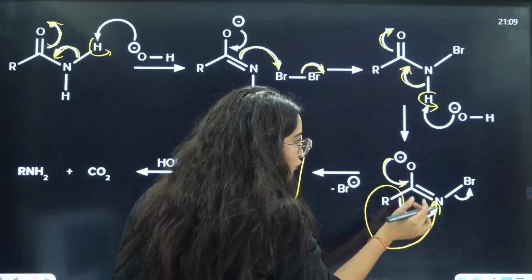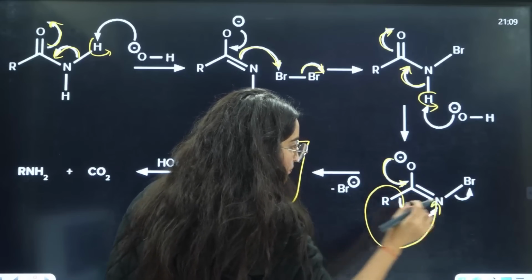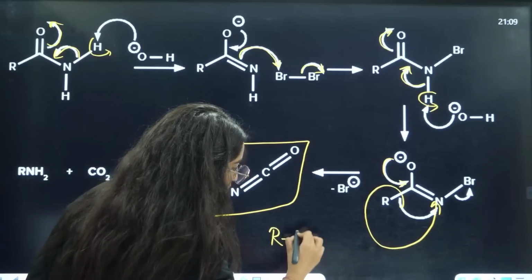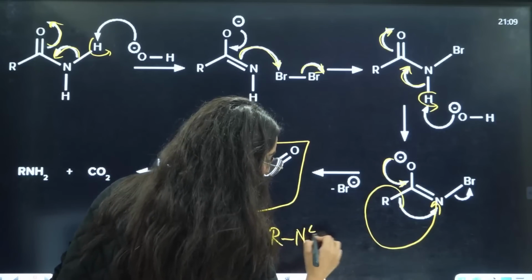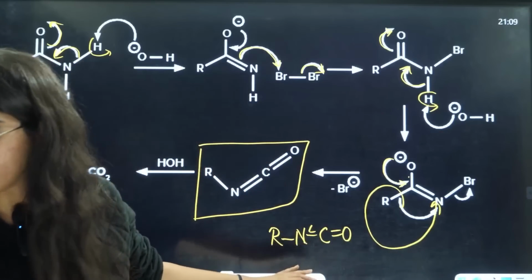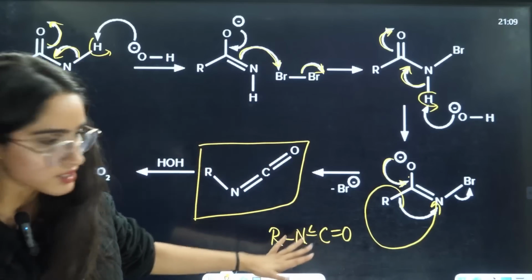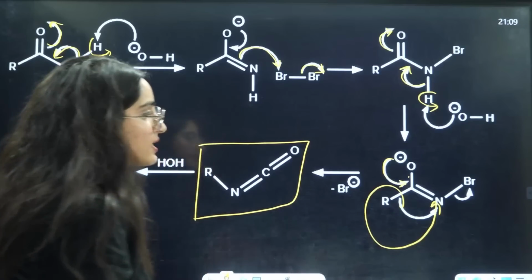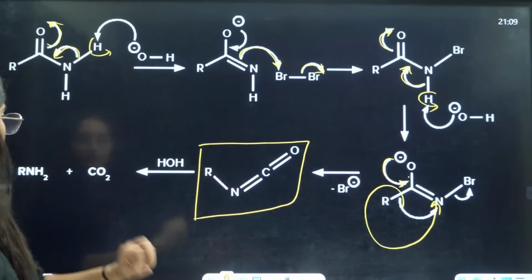Now here you will have the formation of R. This is R, then you have N, then a double bond C, then a double bond O. This is called isocyanate. This thing is formed. That is why this mechanism is important. Then you have isocyanate formation.